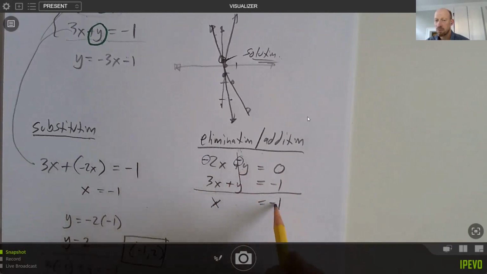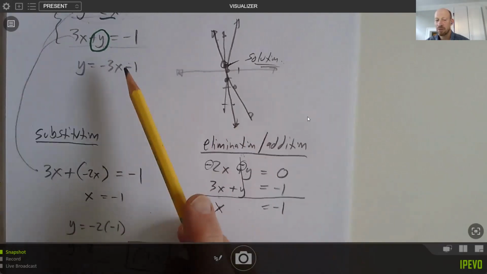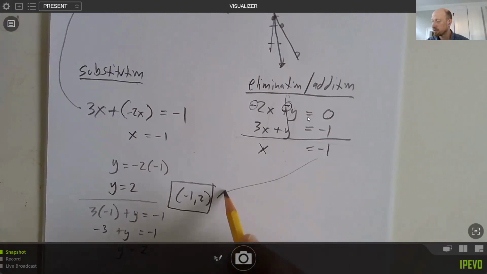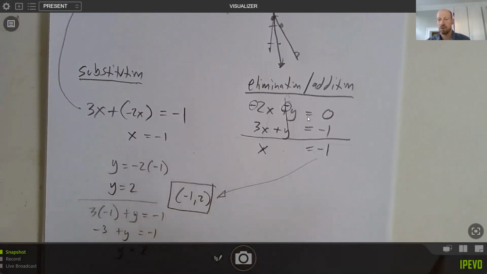Right? X equals minus 1. Just like before, we're going to sub that minus 1 back into one of these equations to find our y value, right? Not surprisingly, we're going to end up with that same solution. Those are our two methods, and that is kind of the strategy. Now they can get a little messier sometimes if there's, like I said, some fractions or some larger numbers involved, but fundamentally that is the approach for both of those.